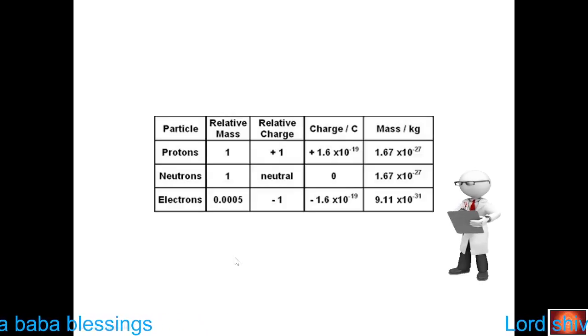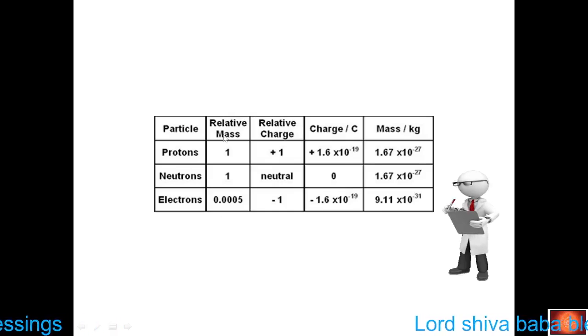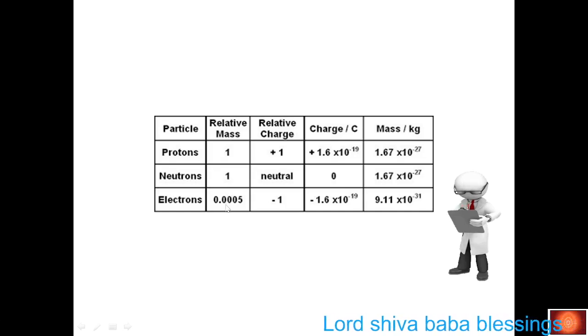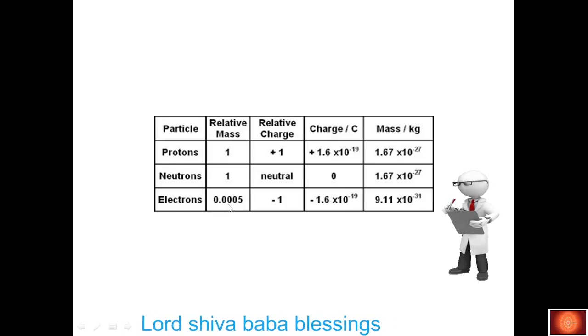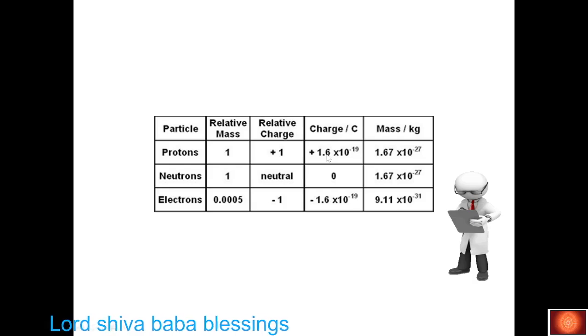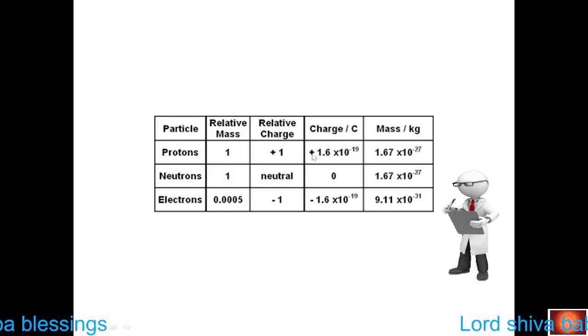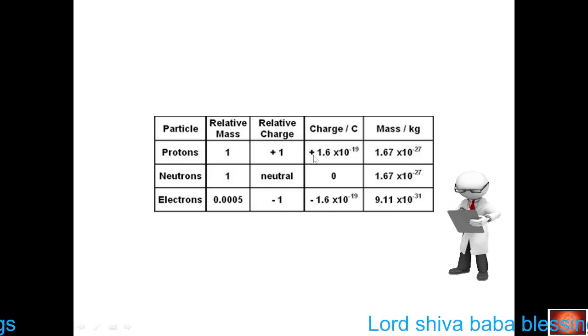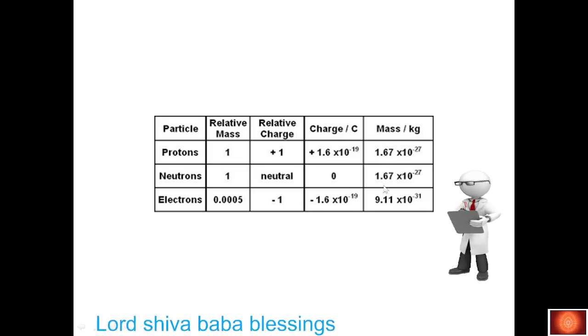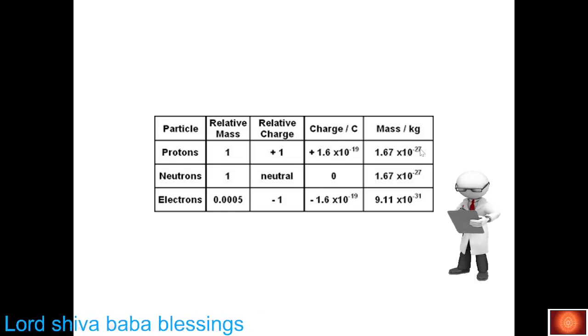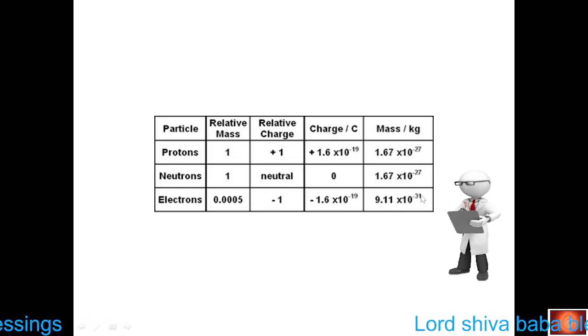So with this we have understood the relative mass of electron with respect to proton and neutrons. The proton is 2000 times the mass of an electron. Then the total amount of charge present on proton and electron is 1.6 into 10 to the power of minus 19. The sign, negative and positive, indicates that only positive charges can be present on proton and negative charges can be present on electrons. And the mass of proton and neutron is 1.67 into 10 to the power of minus 27, and that of electron is 9.11 into 10 to the power of minus 31.